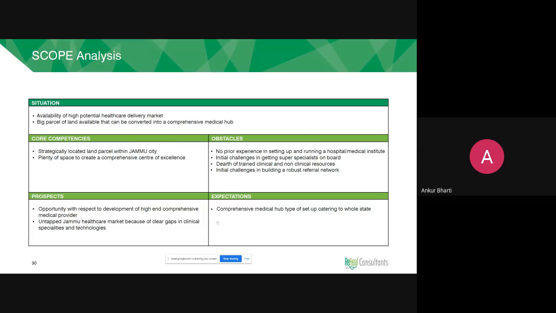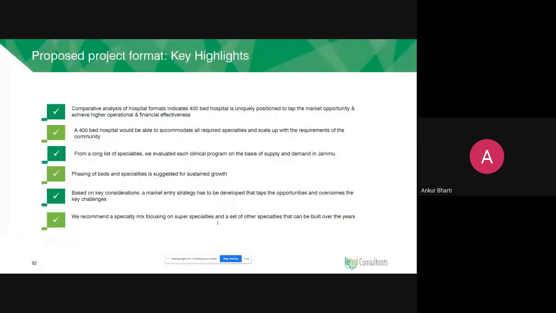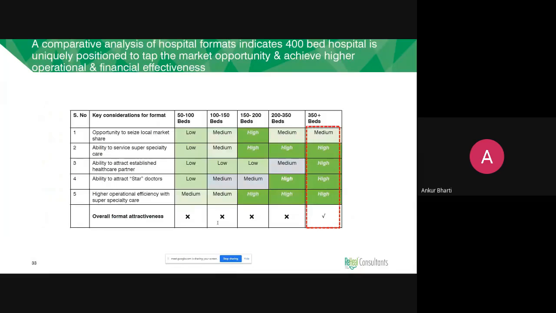This was the scope analysis. Then we defined the project. To define the project, we analyzed the market on several components, such as the size of the hospitals which would have attraction there.